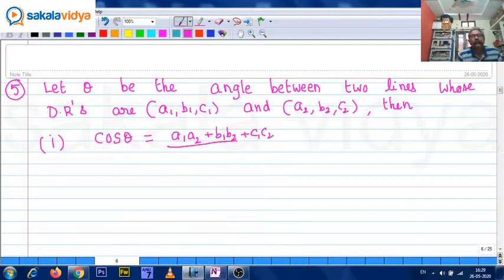Upon the modulus of this, which is root of A1 square plus B1 square plus C1 square, under root of A2 square plus B2 square plus C2 square.